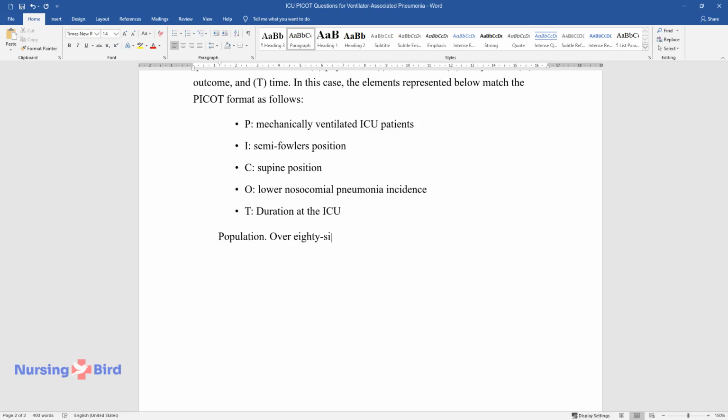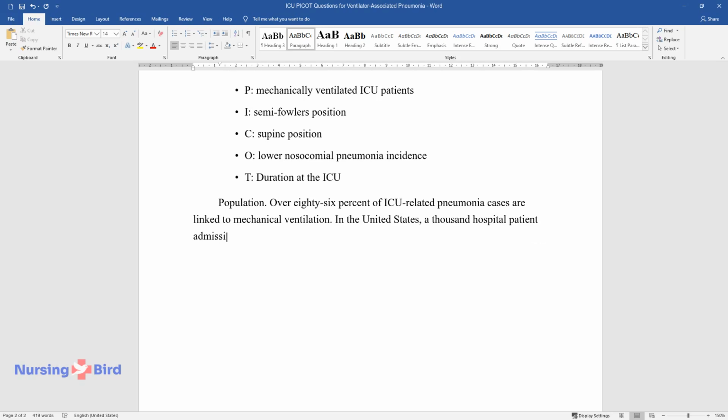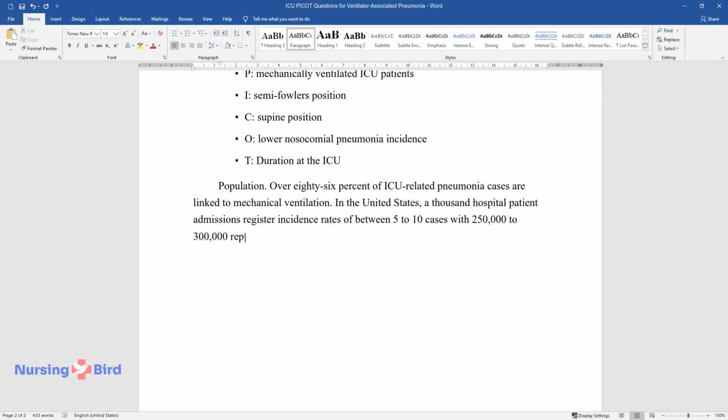Population. Over 86% of ICU-related pneumonia cases are linked to mechanical ventilation. In the United States, 1,000 hospital patient admissions register incidence rates of between 5 to 10 cases, with 250,000 to 300,000 reported cases annually. Infection also has a 0 to 50% mortality rate.